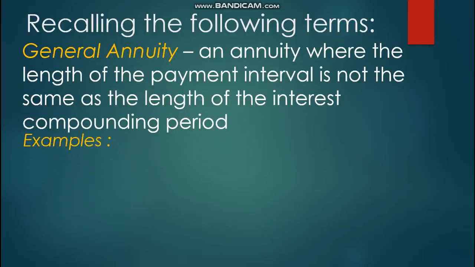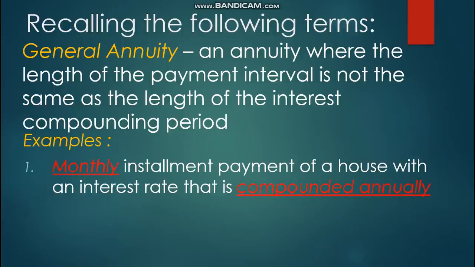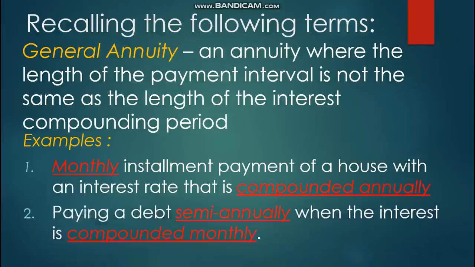For example, monthly installment payment of a house with an interest rate that is compounded annually. So, ang magbabayad ka ng monthly, pero yung interest rate is computed annually. So, magkaiba yung payment interval sa length ng interest compounding period. So, this is an example of general annuity. Another example, paying a debt semi-annually when the interest is compounded monthly. So, every 6 months ka magbabayad, pero yung interest is computed monthly or compounded monthly. So, this is a general annuity.